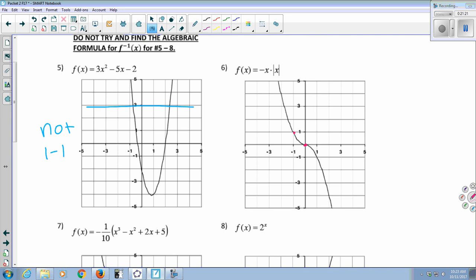Pick a few nice integer points here, swap their coordinates, and sketch the result. So this point up here looks like -2, 4. So I'm going to plot 4, -2. Do it in a different color. Okay, next pink point, -1, 1. So I'm going to swap it and plot 1, -1. And then 0, 0 stays 0, 0. 1, -1, swap it, -1, 1. And then 2, -4 becomes -4, 2. And I connect these with a nice smooth curve. Looks like that.